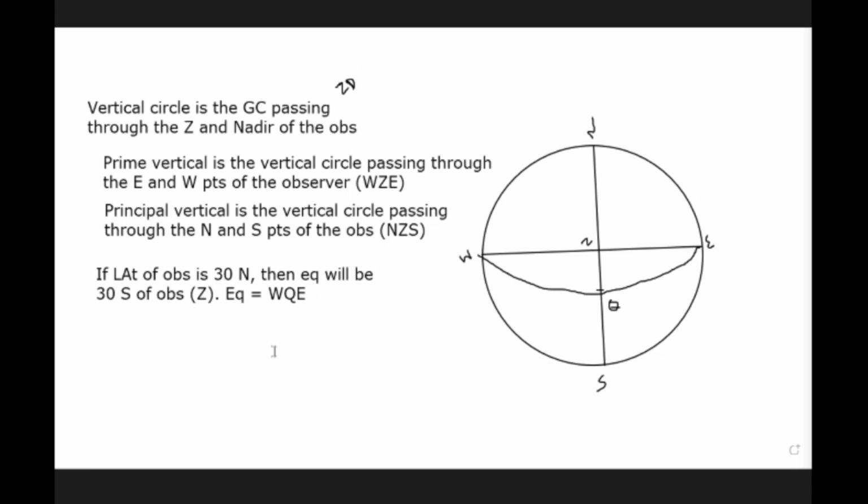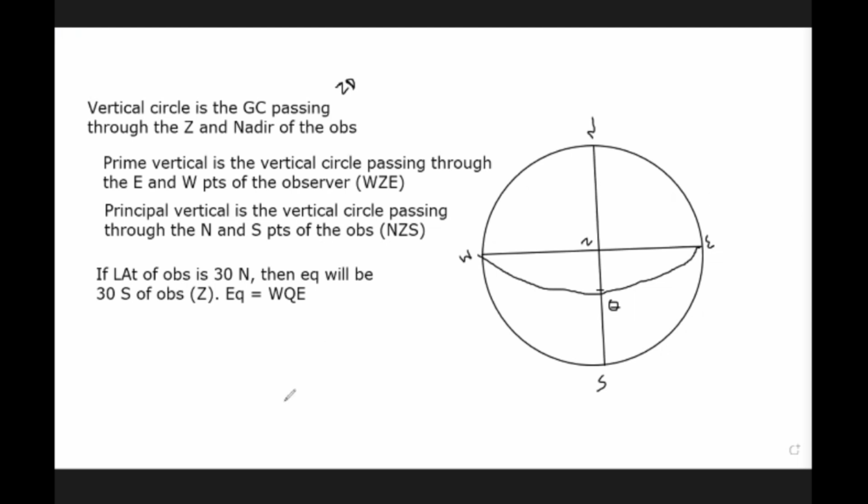Always remember that if the latitude was south, then the equator will be north of the observer. Then the equator would be like this, as Q would be north of Z. Look at the diagram. Here we said Q is south because the latitude was north. Here the latitude is south, the observer is south of the equator. So WQ will be on top. Okay? This is in case of south. We'll come to it later, don't worry.